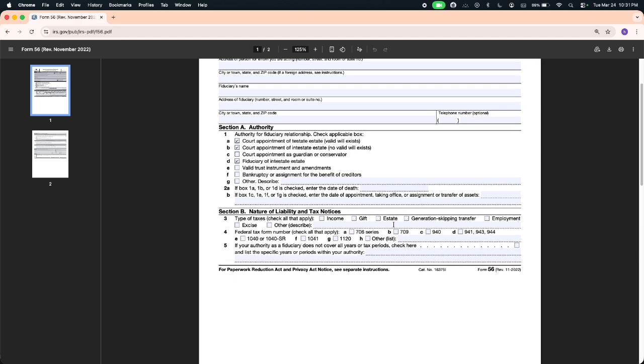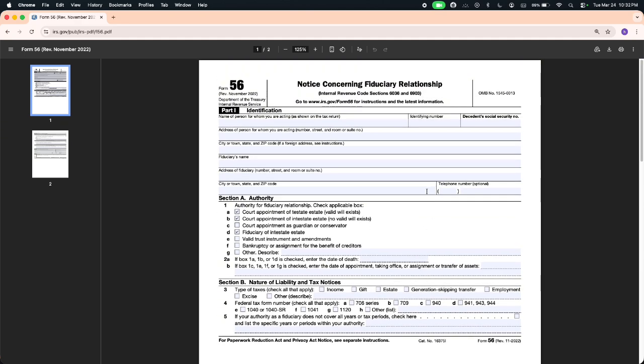Just make sure that the identification details are correct, choose the right authority, mark the correct tax types and forms, and only complete the ending sections if they apply.